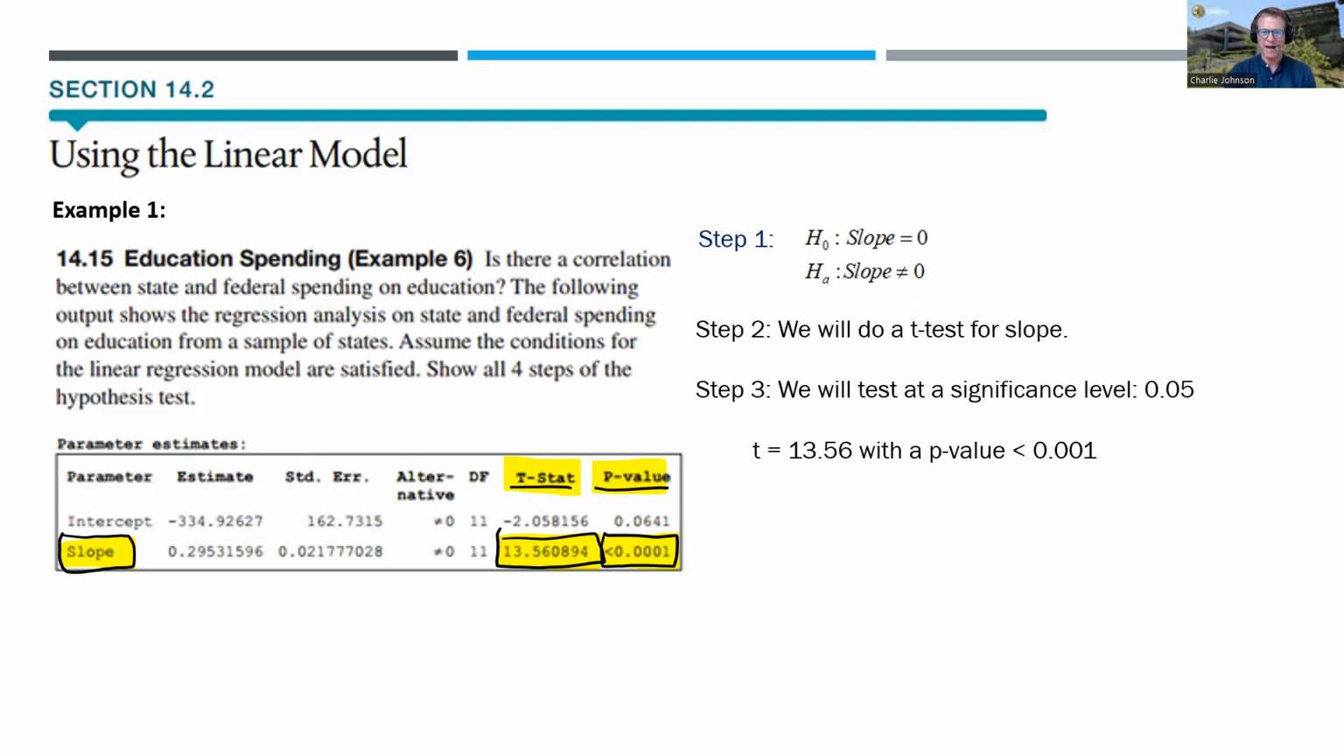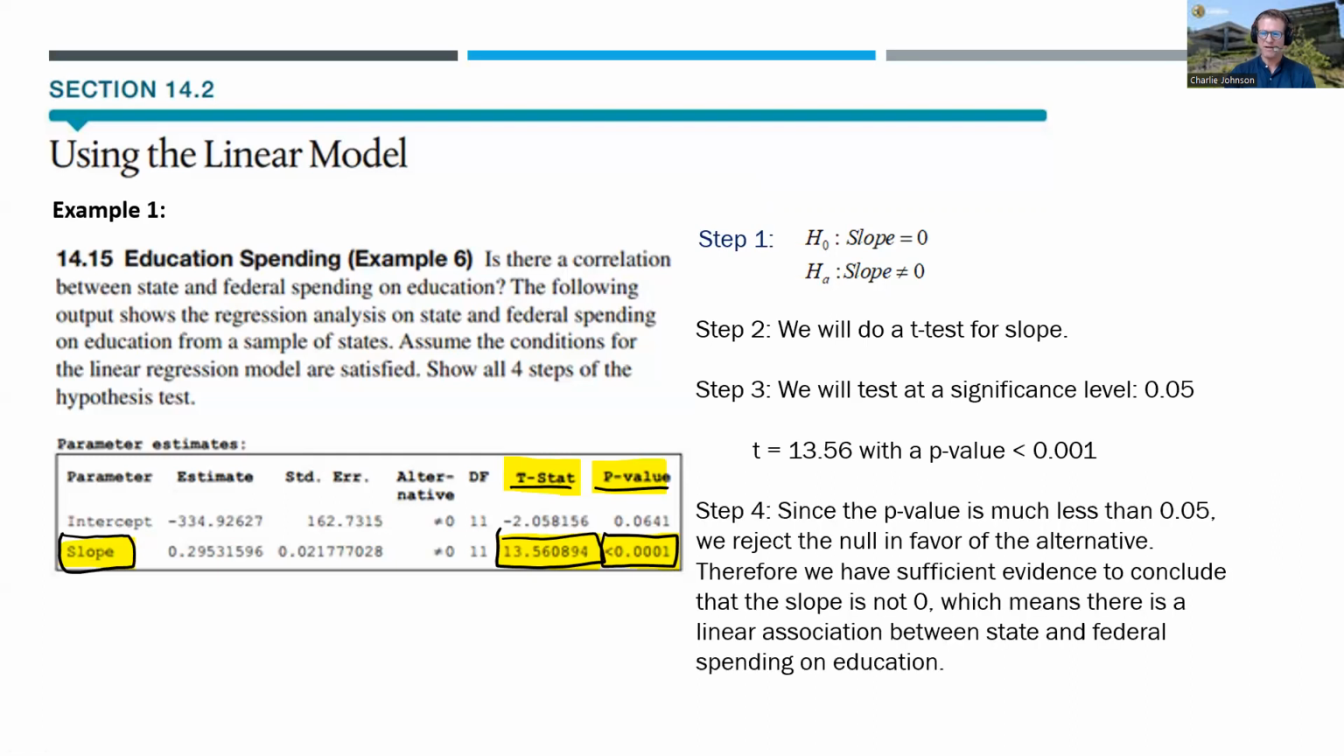So using the output from a statistical calculator for slope, we see the second line has slope, and we see a test statistic, or t-stat, of 13.560894 in yellow. So we'll use 13.56, and they go ahead and give us our p-value of less than 0.0001. So we know that that's a very small p-value as indicated by the very large test statistic.